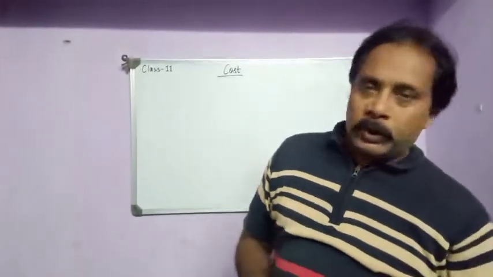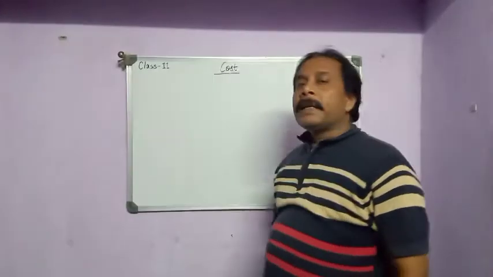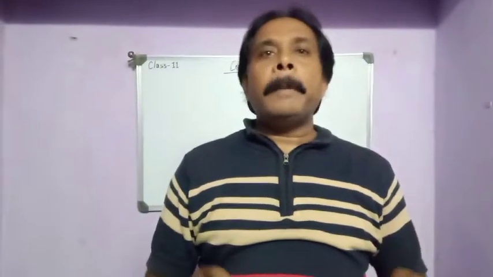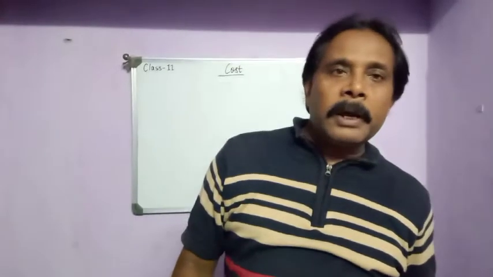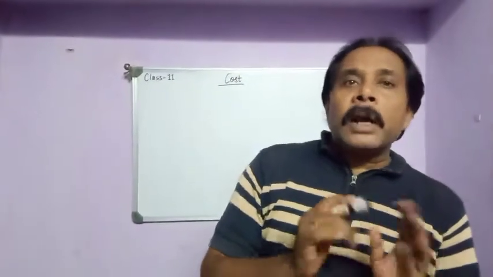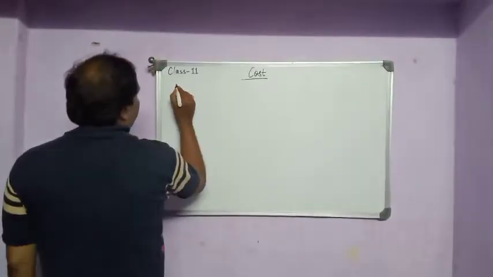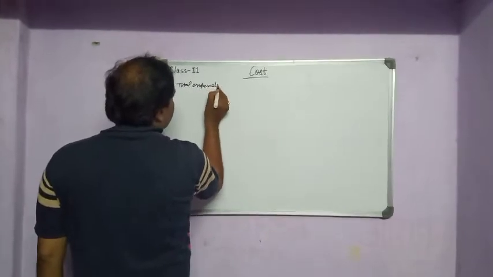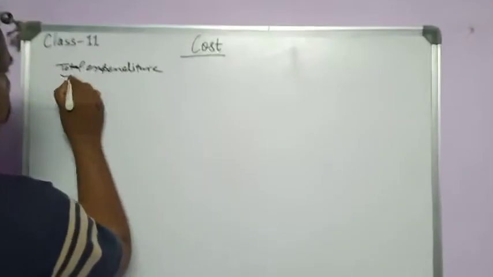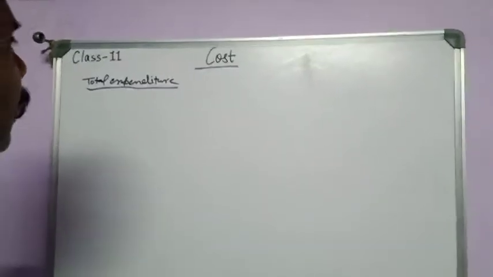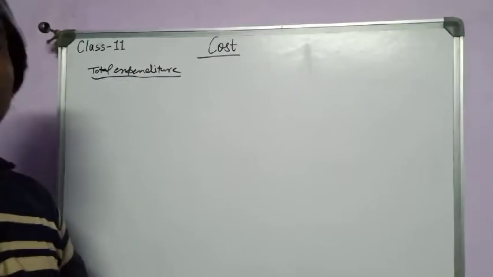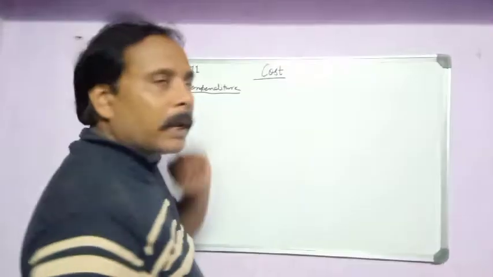So what is the cost? Clear? So cost, it is the total expenditure of a producer which is incurred during the production process. Is it clear? Cost is the total expenditure which is incurred or which is made during the production process by the producer, and that is known as cost.